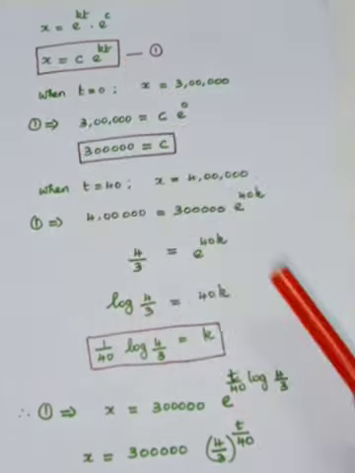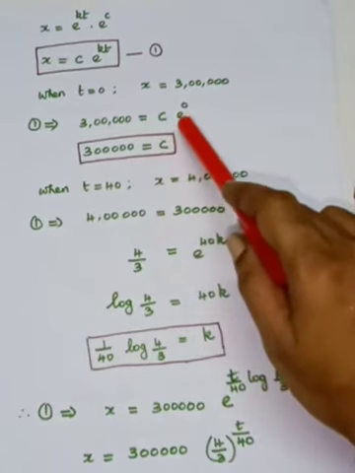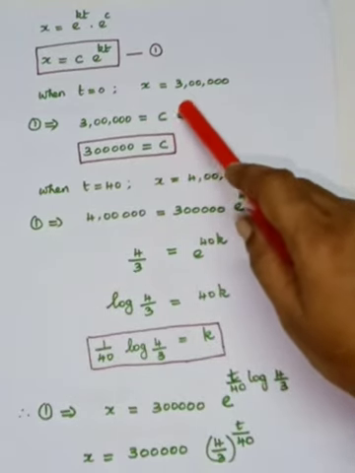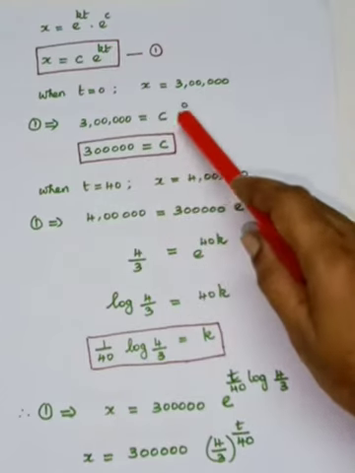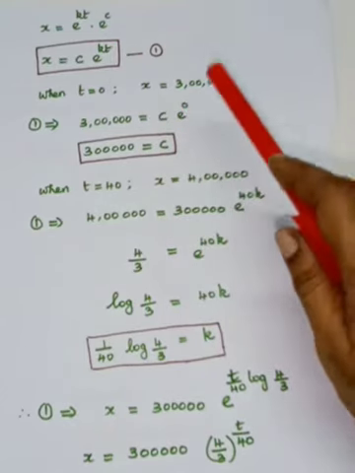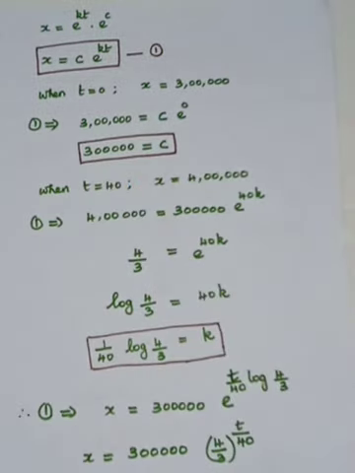So, what is x? It is 3 lakhs is equal to c e power 0. Why is the power 0? Because t is 0, so e power 0. E power 0 is what? It is 1. So c is equal to 3 lakhs. So the initial condition is over.